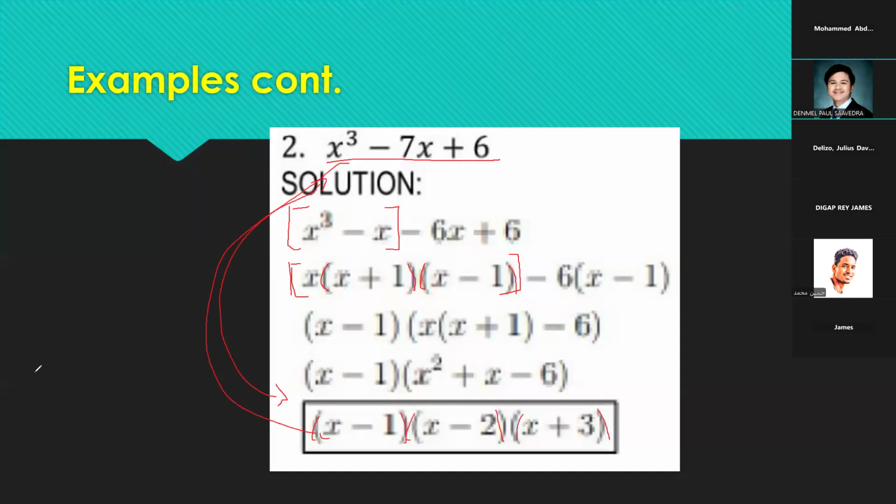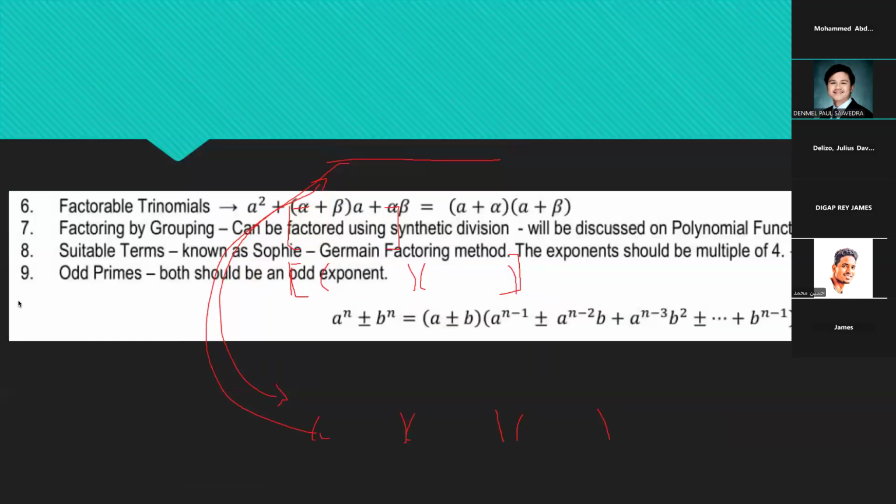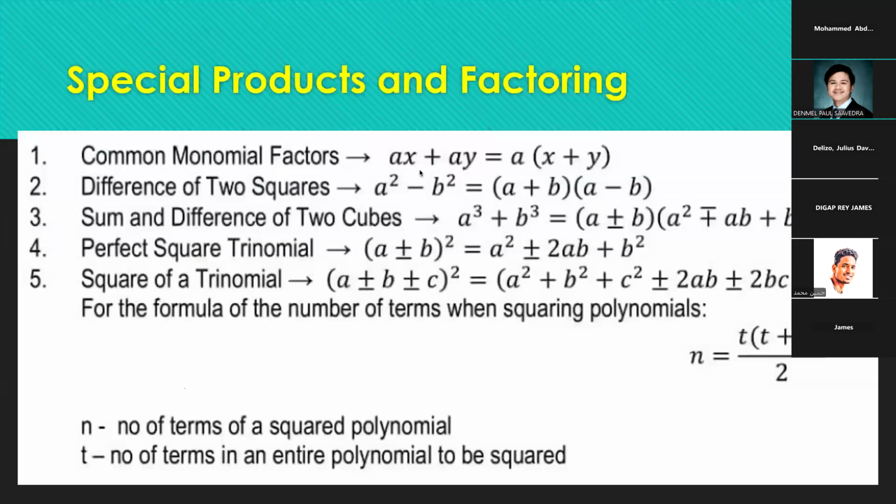That is why I introduced to you guys the special products, the formulas, like this one from ax plus ay. This one can actually be separated into two terms, two expressions, using multiplication. From this one, a cube plus b cube into two also, which is this kind of format. And then from here, you just use expansion, so you will have this one.